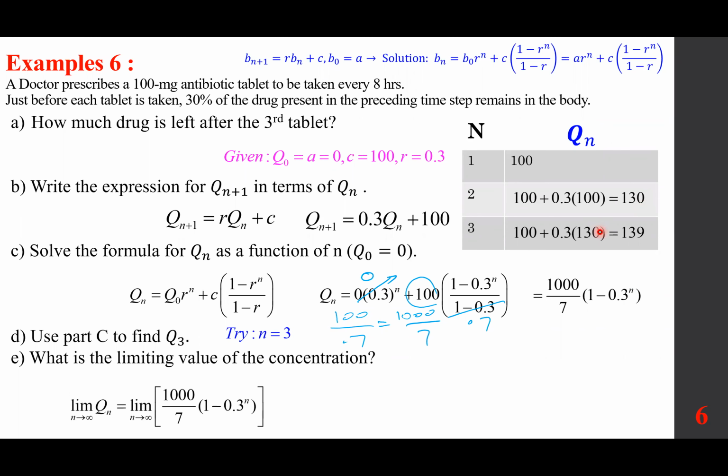Let's take a limit. As you do, I hope you realize and remember, because this is between -1 and 1, this goes to 0, everybody. So 1,000 over 7 times 1 minus 0. And this is a precise answer, and this is an approximation. Now what happens?